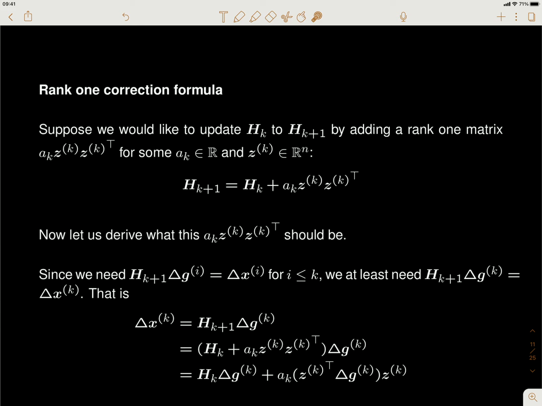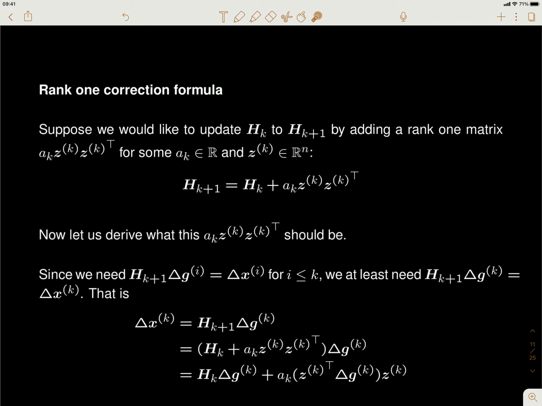Okay. Remember that this is really artificial. It sounds really artificial. We just add this thing to the HK and we hope that the HK plus 1 we generated will satisfy the Quasi-Newton's condition. But let's say this is the case. Let's see if we can actually find this ZK and AK.